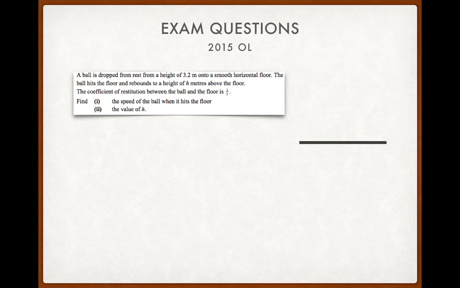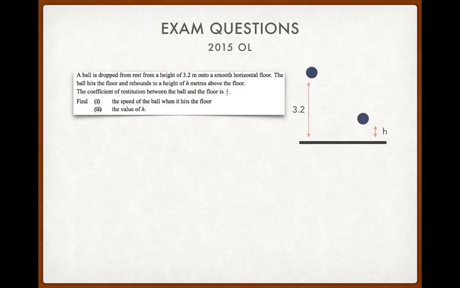This question needs to be broken down into 3 sections. The first one is the free fall section from rest, where the ball falls through 3.2 meters. Then the ball rebounds off the floor, that's the second part, where the velocity after divided by the velocity before hitting the floor equals minus the coefficient of restitution. And the third part is when the ball rises up after hitting the floor and reaches a maximum height. Okay, so let's go to the first section.